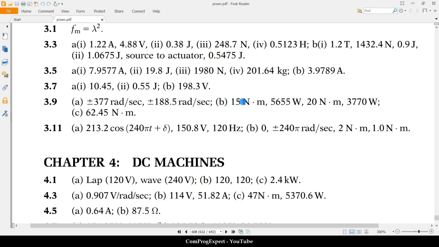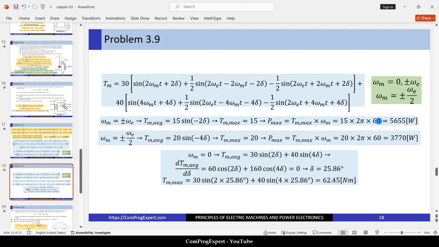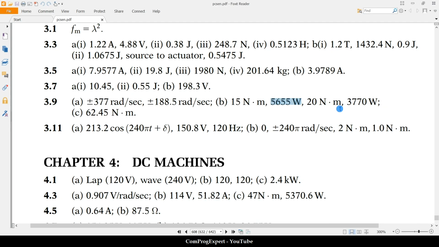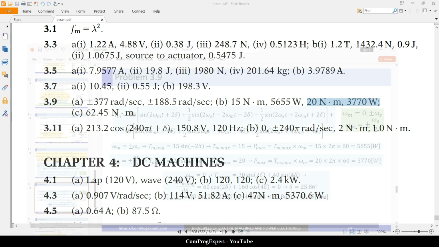For the first case, the maximum torque is 15. This is the power we calculated. And this is for the second case, when this is the mechanical speed. So we have these two numbers.